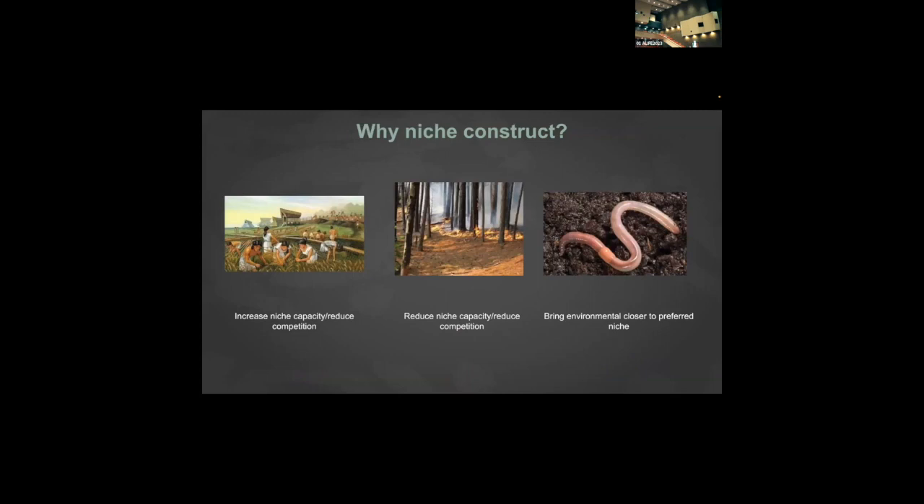And niche construction is an umbrella term that can include a variety of strategies. For example, maybe an organism is increasing the capacity of the environment in order to reduce competition for resources, for example, through agriculture. Or maybe it is performing negative niche construction, which is reducing the capacity of the environment in order to push out competitors, such as for example, pine trees, they spread the needles in order to increase the probability of fire. Or they may modify the environment to bring it closer to what they like, such as aquatic earthworms modifying the consistency of soil.